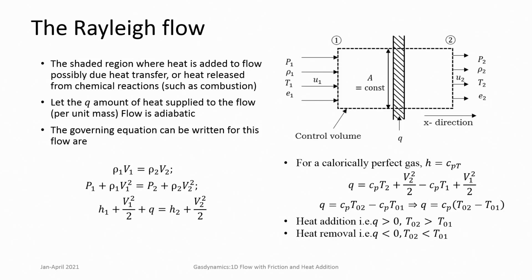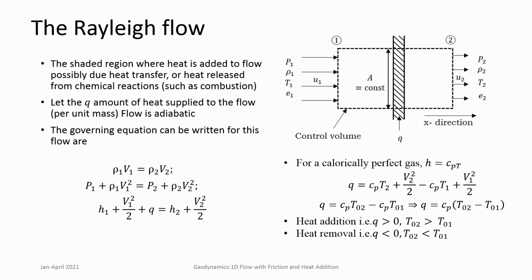This is the Rayleigh flow, and in Rayleigh flow we are looking at heat transfer or heat addition to the flow as it occurs in a constant area duct. The heat addition, or it can even be heat removal, is a non adiabatic process. That means heat can be transferred, both heat addition and heat removal can happen. It can be due to heat transfer, or heat addition can also take place due to heat released from chemical reactions such as combustion. This can also be modeled as a Rayleigh flow.